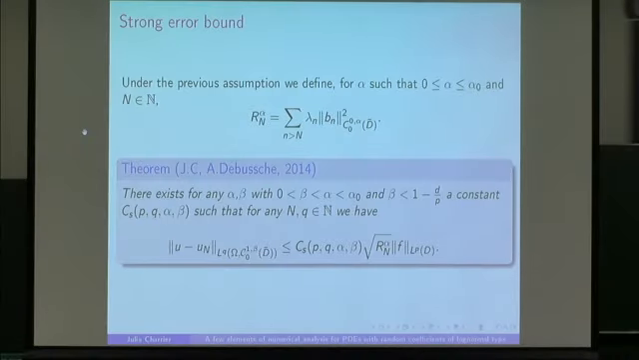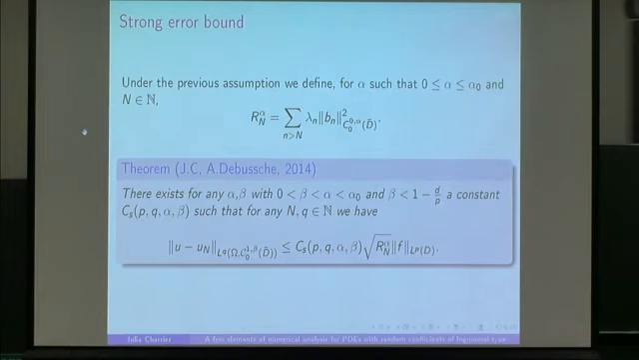My first bound is for the strong error. This bound is a bound of u minus un, and you compare for the same omega and the same x. Basically what you have to understand is that it is bounded, up to some constant, by the remainder. You can forget the alpha, and it's the square root of the remainder of the series of the eigenvalues.